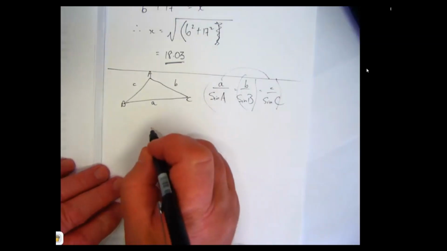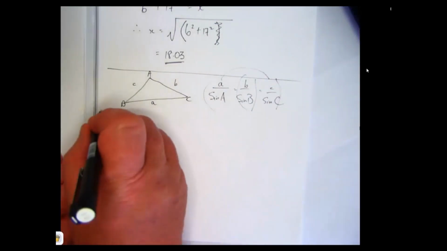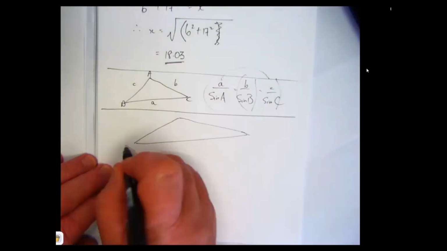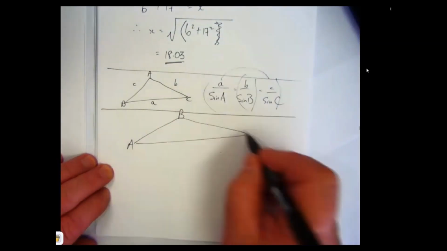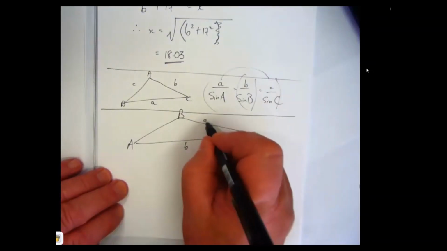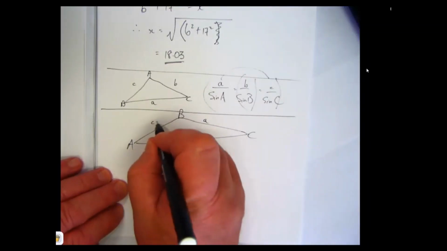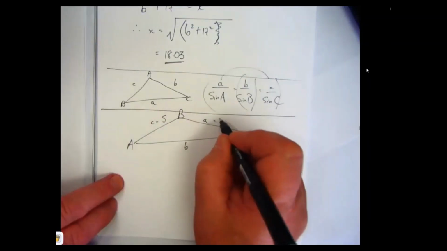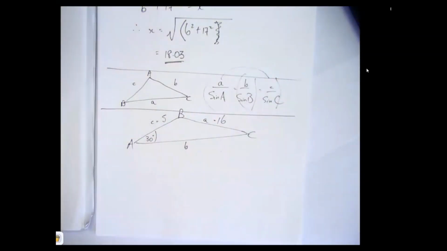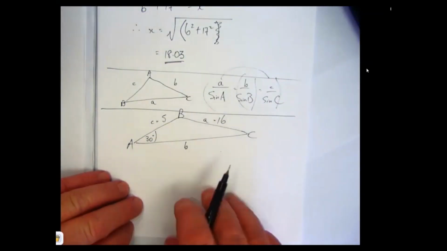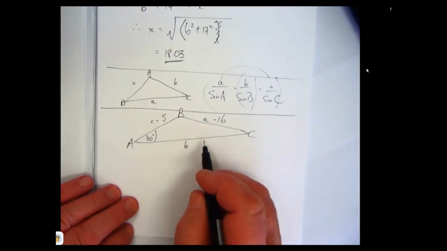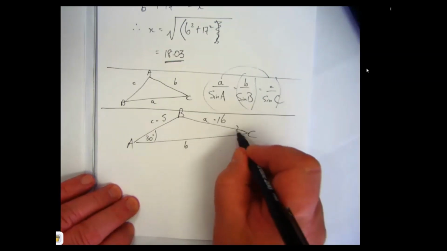So in this particular triangle, if I just redraw it for you, this is A, this is B, and this is C. So this now is little b, this is little a, this is little c, and we know this is 5. This one happens to be 16, and the angle here happens to be 30 degrees. So we're up and running. Now, using the sine rule, if we want to find this angle here, we can do it.